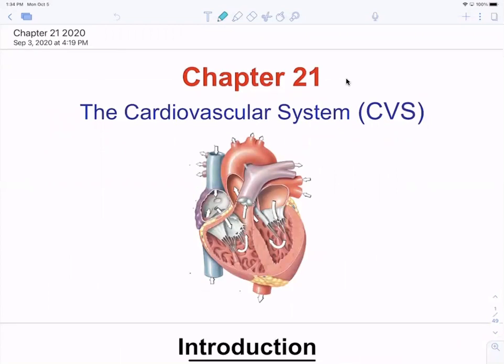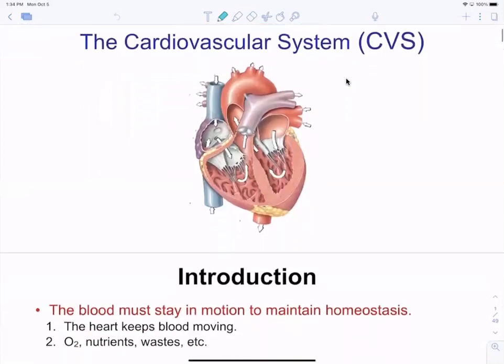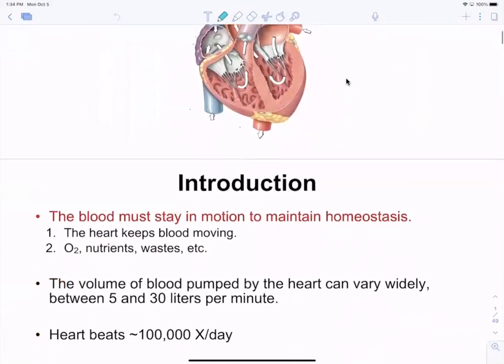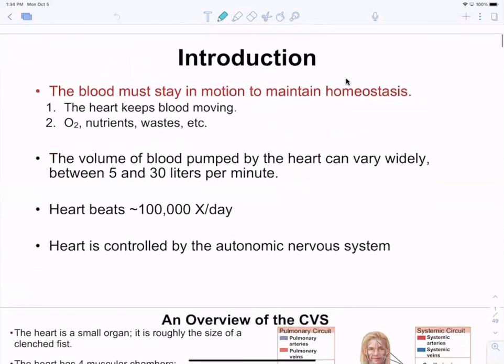Chapter 21. This is going over the heart and heart anatomy. We are in the cardiovascular system. So chapter 20 was blood. Blood is the transportation system, and the heart is the engine that drives that transportation system. The heart is a muscular pump. Actually, one of my favorite organs.